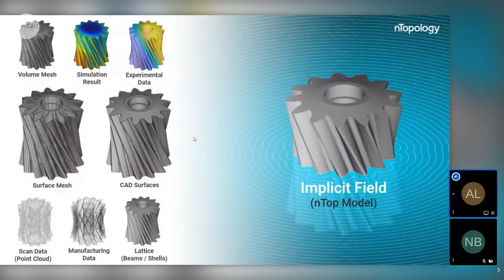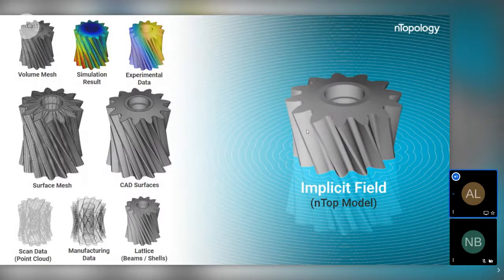And here's where implicit modeling comes into play, which is the core technology of nTop platform. Here we can see a nice comparison of a surface mesh or CAD surface-based geometry compared to implicit modeling. If you look closely, those CAD surfaces have lots of edges and lots of faces. And as I said before, when we change those geometries, we take the risk of breaking our geometry.